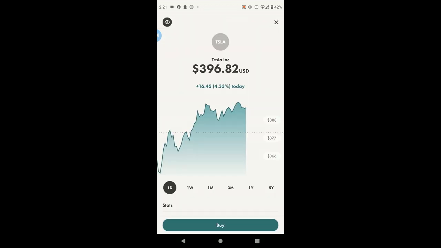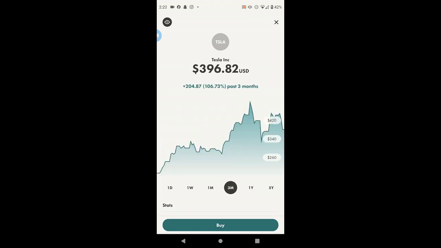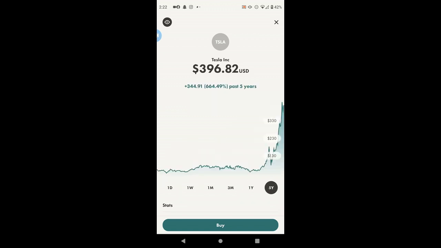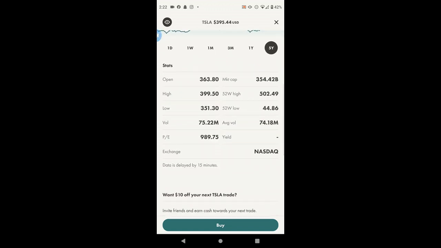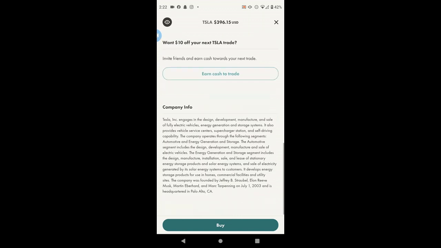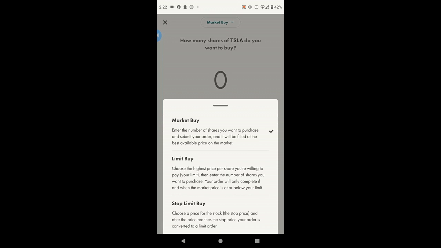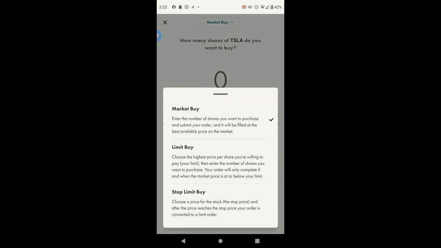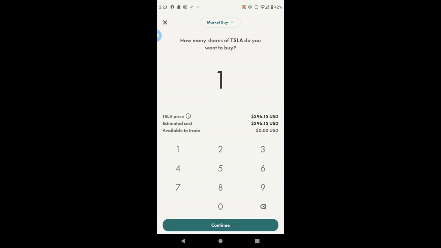And we're seeing how Tesla's doing today, the past week, past month, 3 months, 1 year, and 5 years. And underneath you can see stats, so what it opened at today, its high today, its low today, its volume, its PE ratio, market cap, 52-week high, 52-week low, average volume, yield, which exchange it trades on, and data is delayed by 15 minutes. You scroll down, you can see info on the company, and you can click buy on the bottom. On the top, you can click market buy, and you can do a limit buy or a stop limit buy, whatever you want to do. Again, I don't have any funds, so it's not going to work for me.